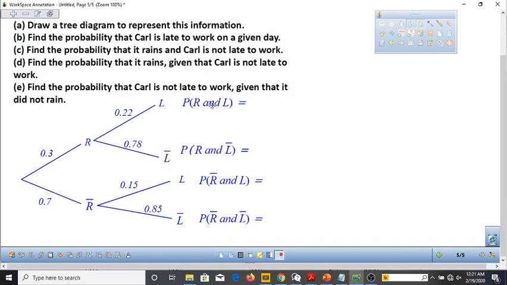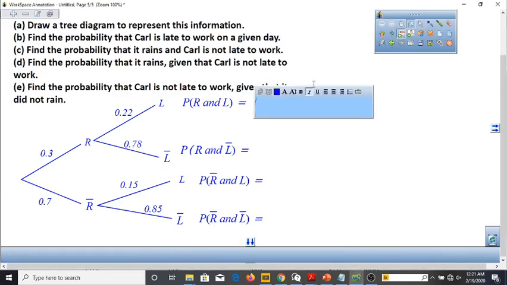Now, whenever we see "and," we multiply. So when we go along the branches, we're going to multiply the answers. So for this one here, we're going to multiply 0.3 by 0.22. And I'm going to give the exact answer here. I'm not going to round. I'm going to go all the way. 0.3 multiplied by 0.22 is going to give us 0.066. So 3 decimal places.